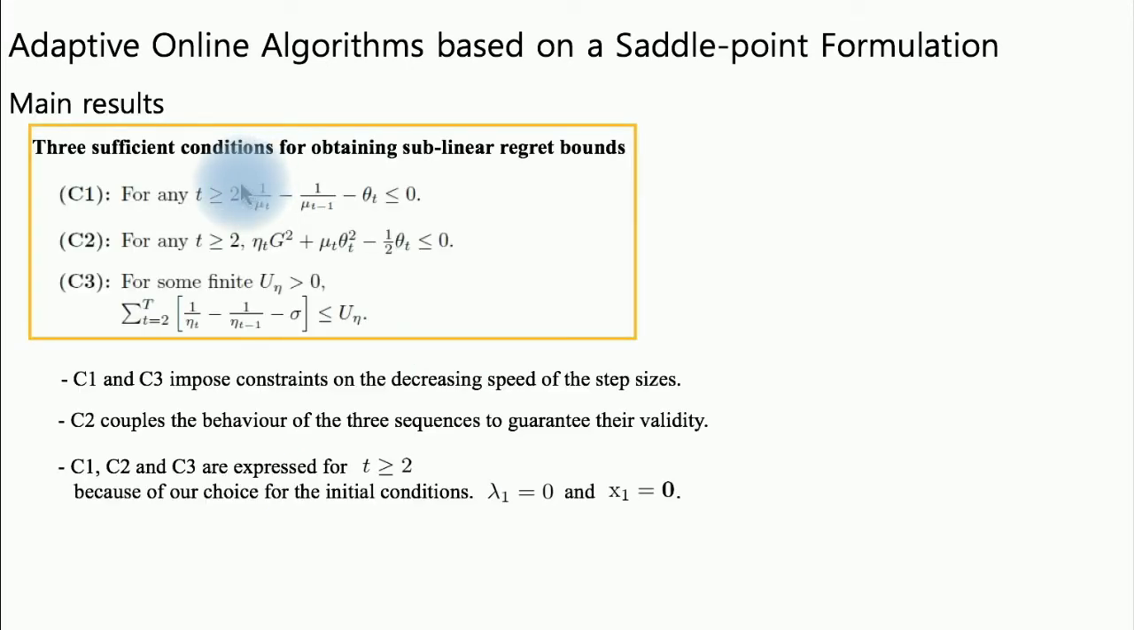We begin by listing three sufficient conditions for obtaining sublinear regret bounds for the proposed algorithms. C1 and C3 impose constraints on the decreasing speed of the time step sizes, while C2 couples the behavior of the three sequences to guarantee their validity.